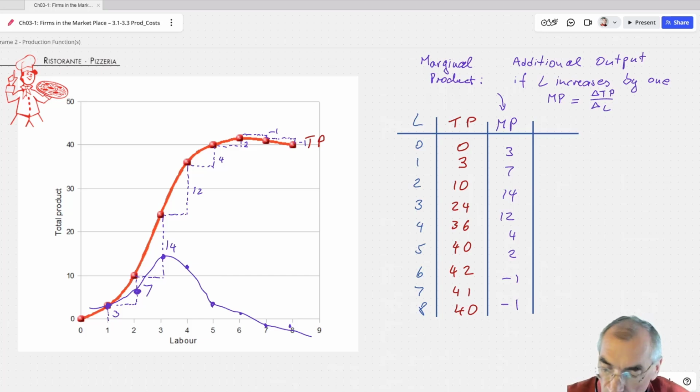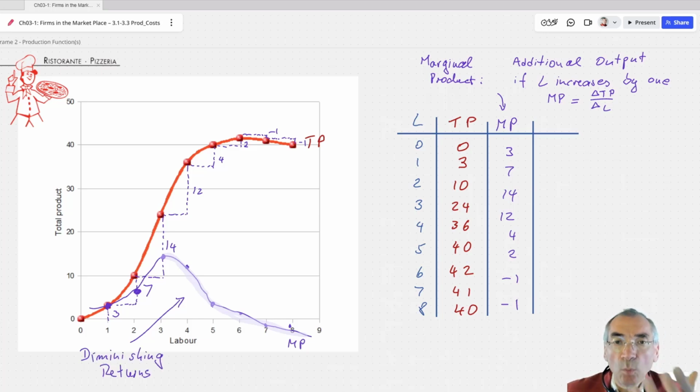And when we look at this second part of the marginal product, that is where the additional production, the marginal product, goes down. In the second part where MP goes down, we talk about diminishing returns. In this downward sloping part of the marginal product, we talk about diminishing returns, or the law of diminishing returns. Returns of employing one more employee.